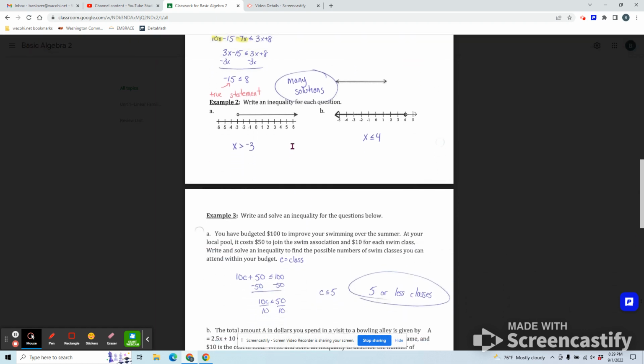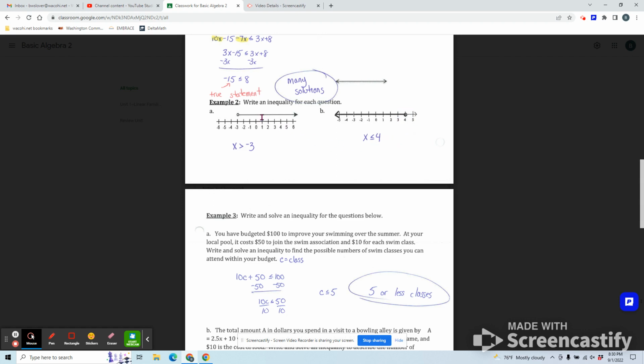Example 2 is asking you to write the inequality. So we're going to break this into steps. Your first step, put the variable on the left-hand side. Look where the point is. In this case, it's right above the -3, so that's why we're putting in -3 over here. And this one is on the 4, so that's why we're putting a 4 over here.